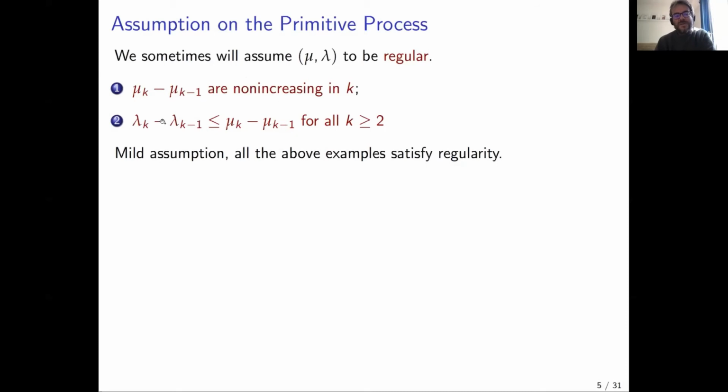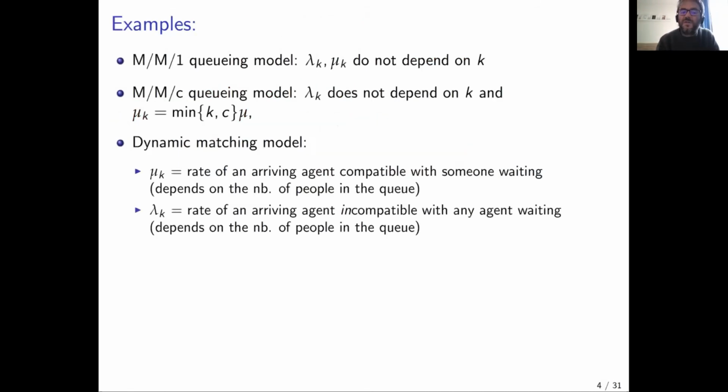And beyond this, we're also going to assume that the arrival rate does not increase faster than the service rate when k increases, when the number of agents in the queue is increasing. Okay, so this is kind of a technical condition, but all the models we know of satisfy this condition. So for instance, all these conditions are trivially satisfied in the MM1 model, where the arrival rate and service rate do not depend on the number of agents in the queue.